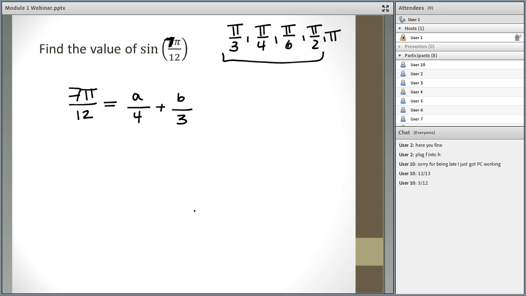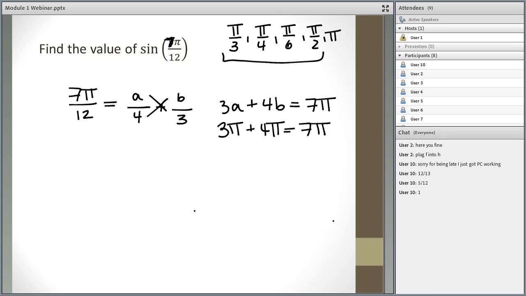I don't know what A and B are, but how could I simplify this? Well, if I cross multiplied, I'd have 3A plus 4B, and that needs to equal 7 pi, because that would get me the numerator. What values of A and B do I end up with? Well, what if it was this? 3 pi plus 4 pi equals 7 pi.